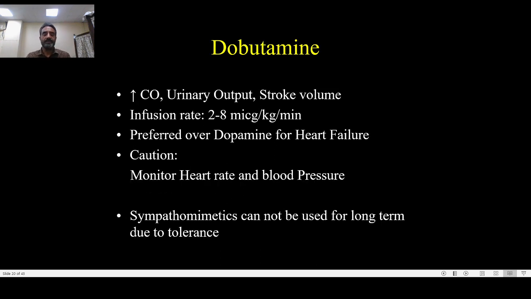Dobutamine increases the cardiac output, urinary output and stroke volume just like dopamine. Infusion rate is 2 to 8 microgram per kg per minute. It is preferred over dopamine for heart failure, but you have to monitor the heart rate and blood pressure. Sympathomimetics cannot be used for long term because tolerance develops to their action.